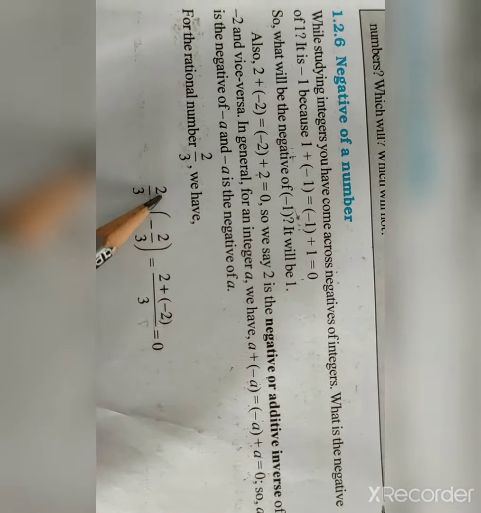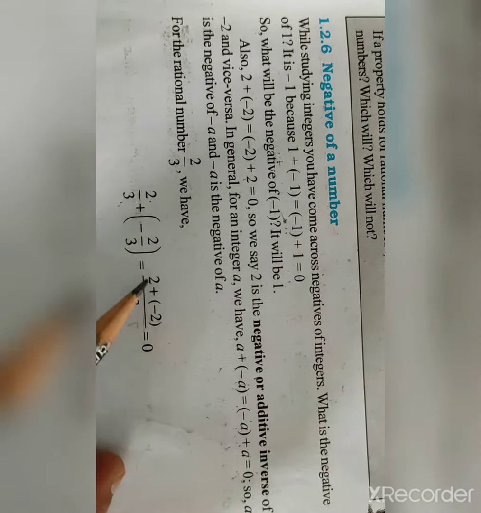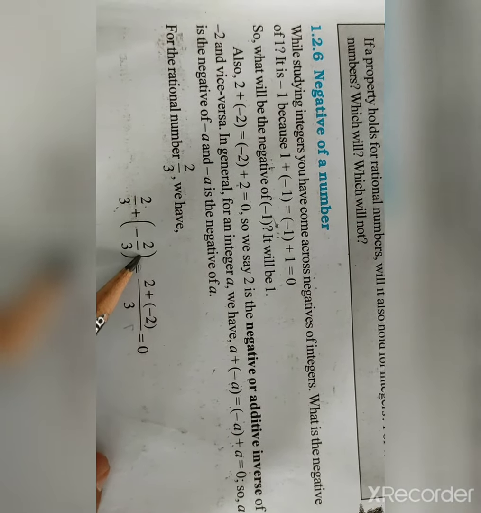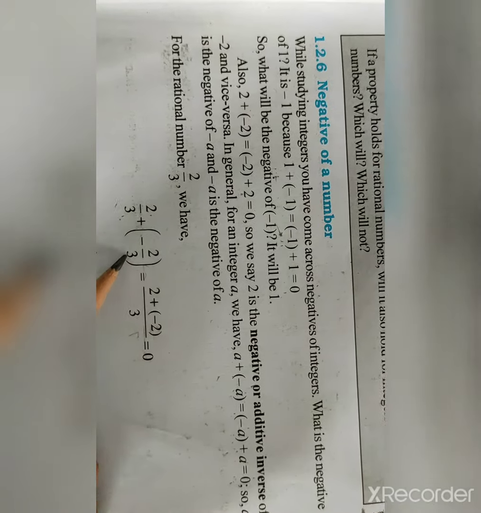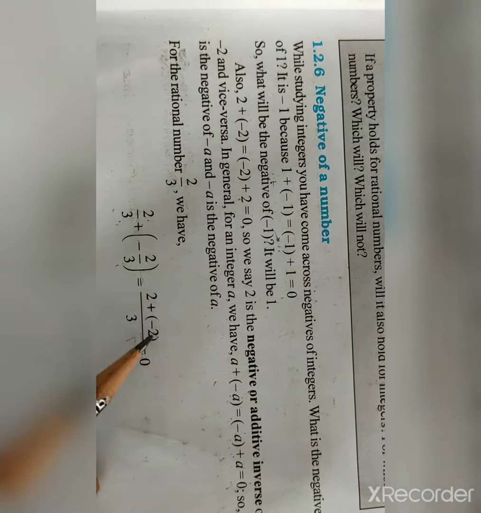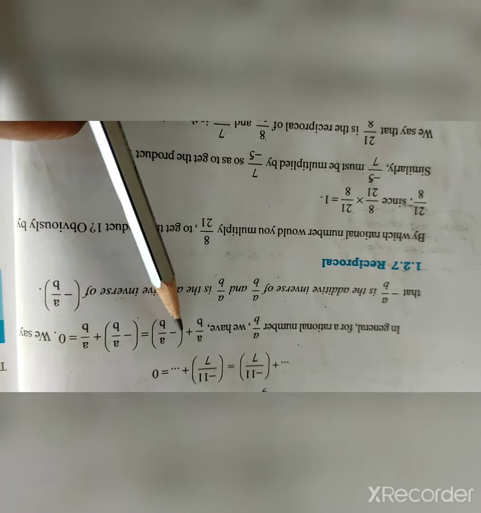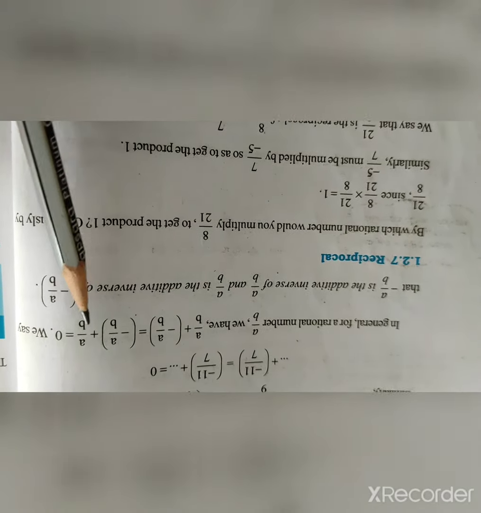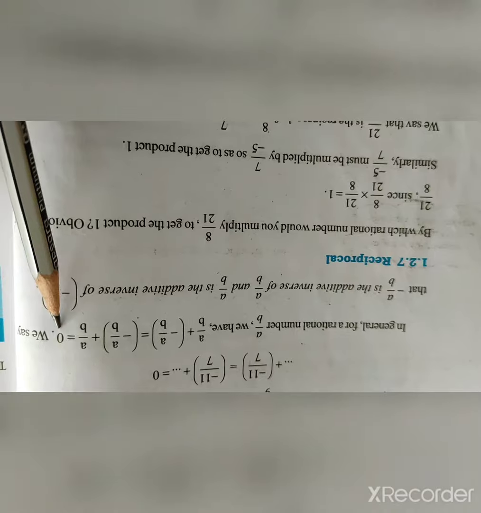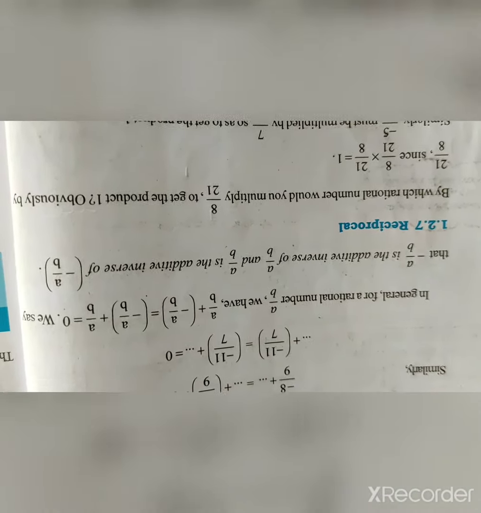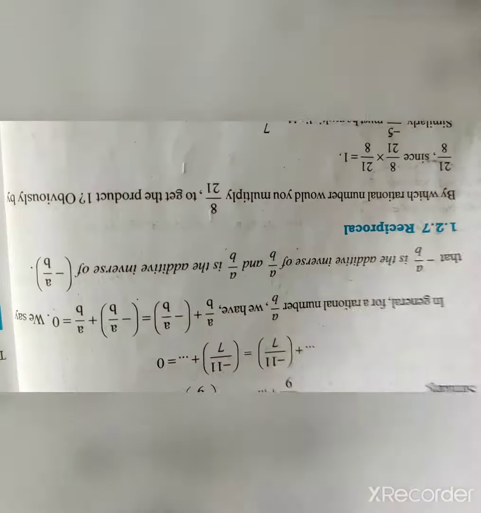You can see 2 plus 3, opposite. The additive inverse is -2, 3, denominator same. 2 plus minus 2, minus 2 plus 2, is 0. So in general we can say that for a rational number a upon b, we have a upon b plus minus a upon b; if we add in any order, we get 0. Then a upon b is the additive inverse of minus a upon b, and minus a upon b is the additive inverse of a upon b.